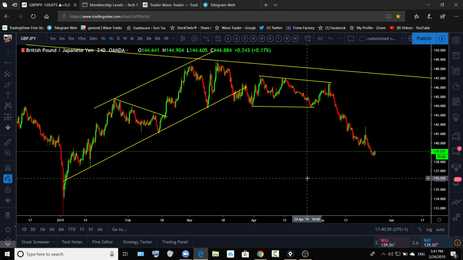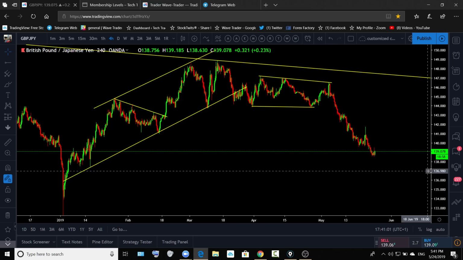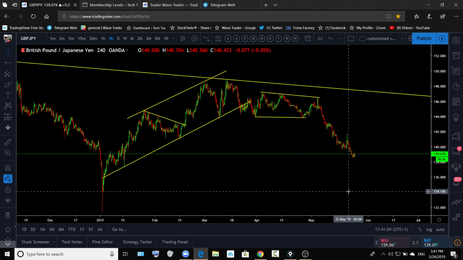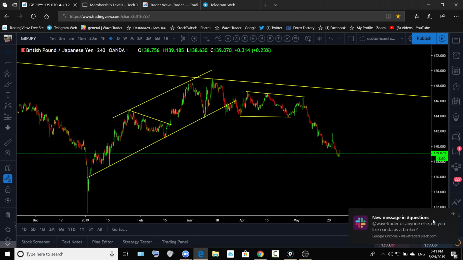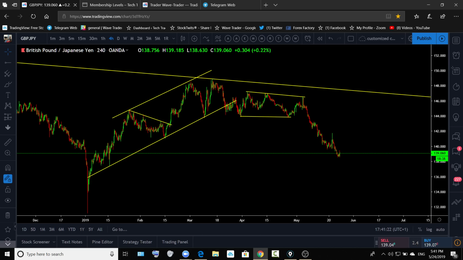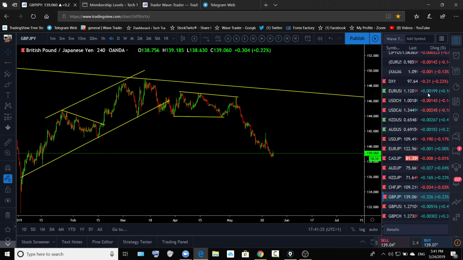We want to see more price action before I give you a clear direction on which way you should trade. During the next week, price action is going to confirm the direction. We're going to see either a reversal or a continuation. So let's move on to the other pound pairs.